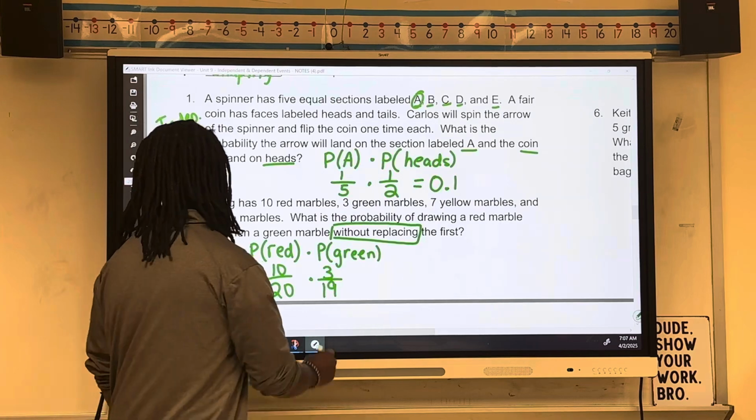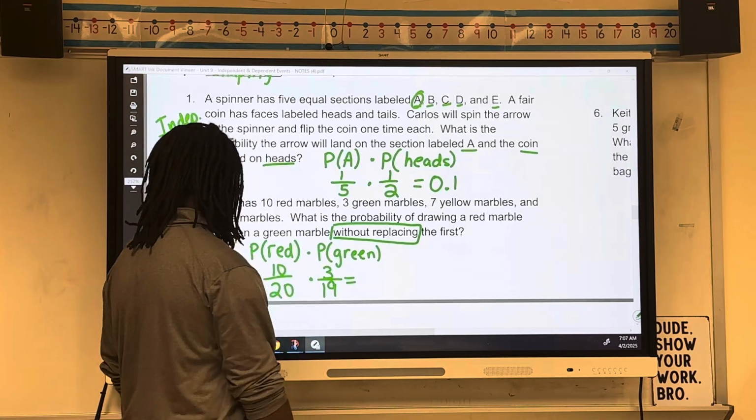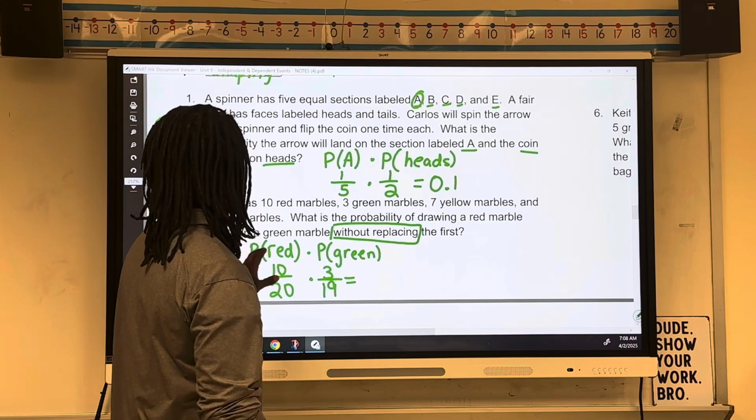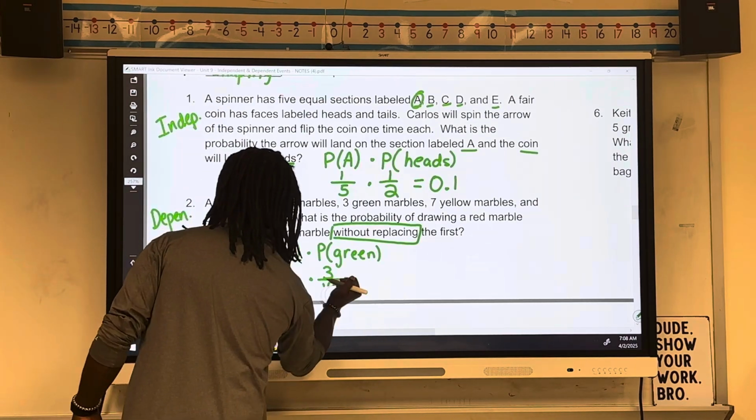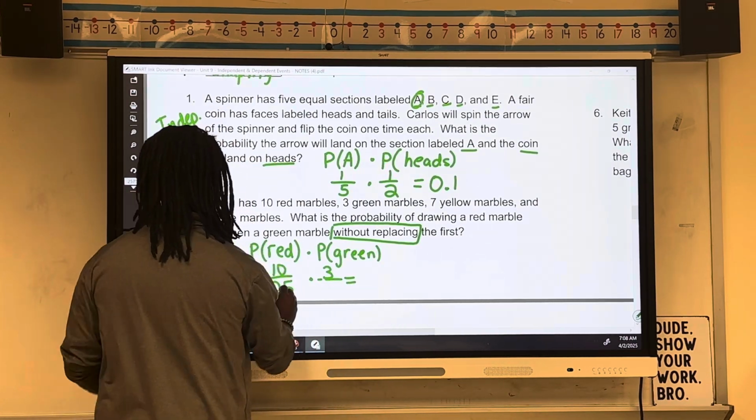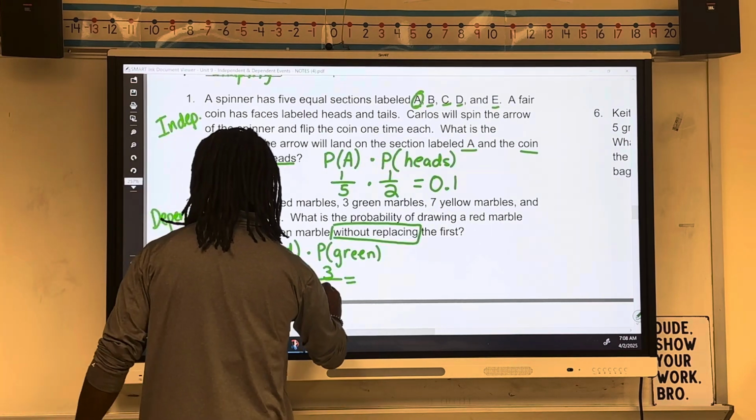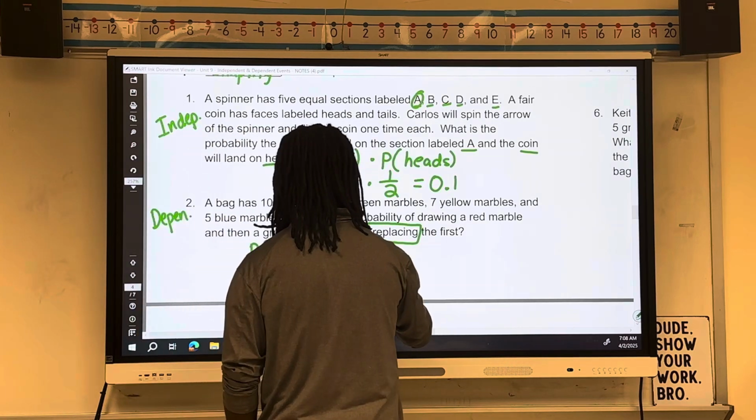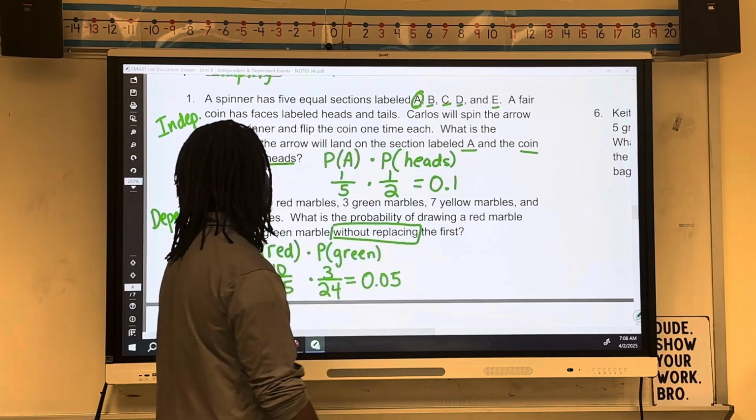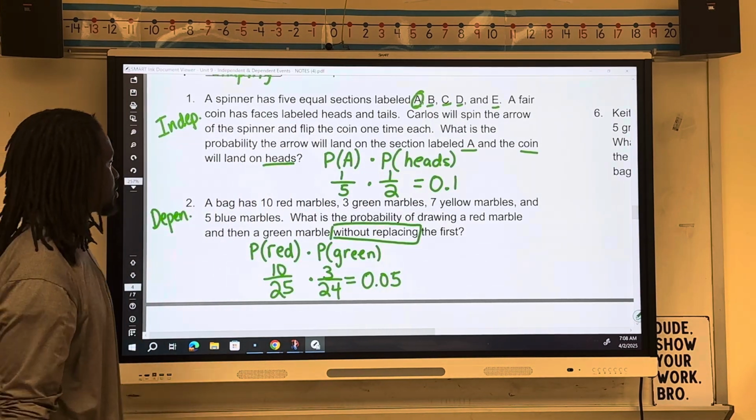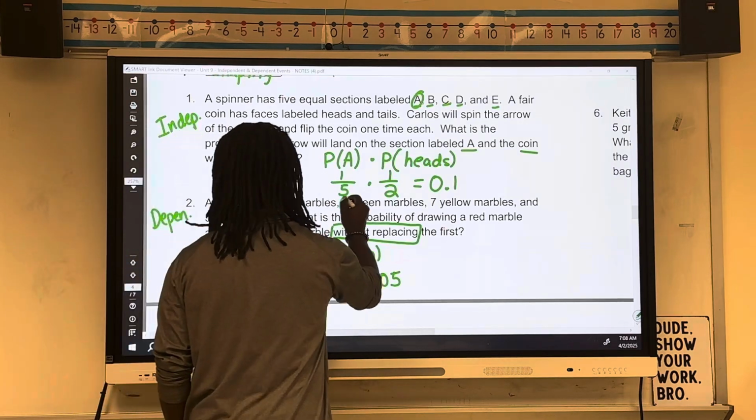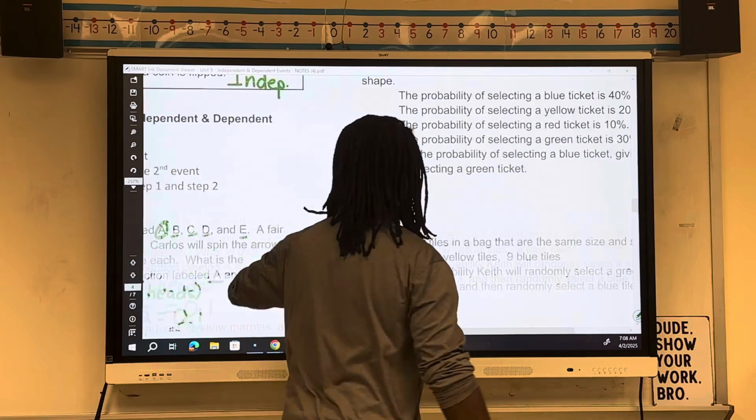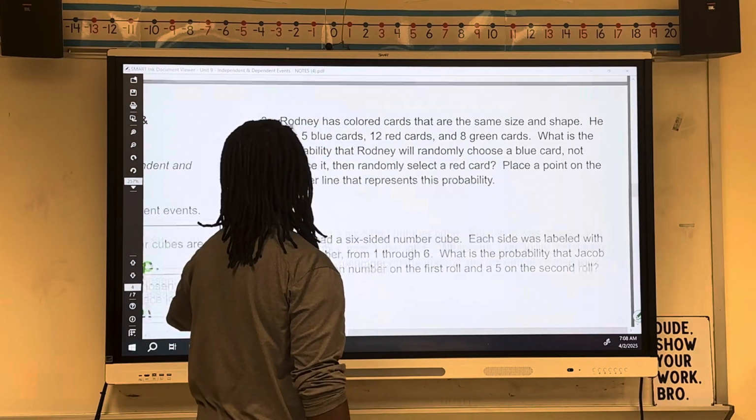All right, and then I multiply these. Okay, 10 over 20, I'm sorry, that is incorrect. It should be 10 over 25. I missed that one. Okay, so over 24. And then I multiply this, and I'm going to get 0.05 there. All right? And that's 25, not 20. Sorry about that. All right. Moving on. Question number 3.